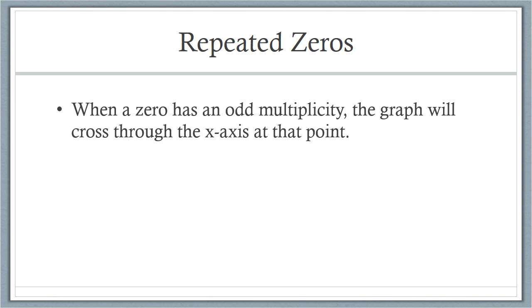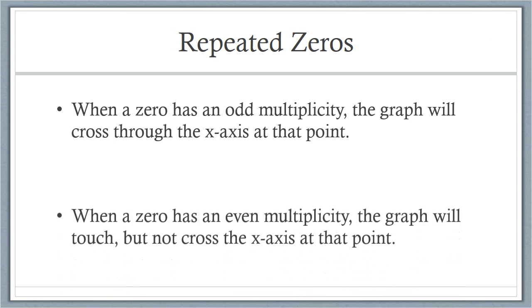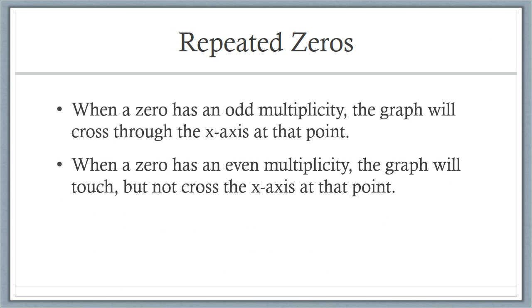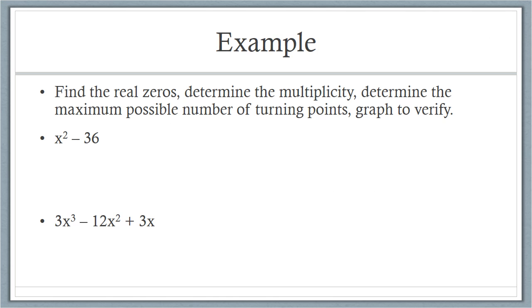When a zero has an odd multiplicity, then the graph will cross through the x-axis at that point. But when it has an even multiplicity, the graph will touch it, but it won't actually go through it to the other side. So what we're going to do is find the real zeros, determine the multiplicity, determine the maximum possible turning points, and graph to verify this. So graphing is going to be our final act. Pause the recording, give this a try, and resume to check your answer.